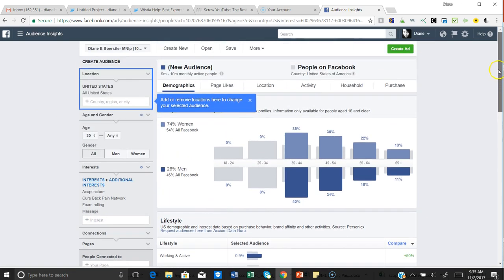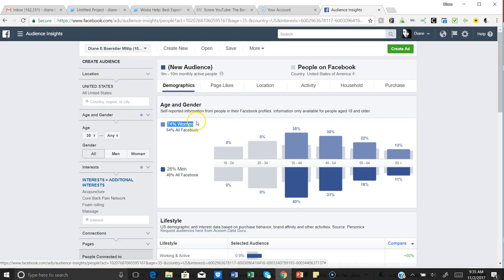Now, I'm going to walk you through this because this is really awesome. Facebook is what we call a very good generalizable slice of the majority of the population. Right now we're showing that 9 to 10 million people are active on Facebook monthly who have interest in acupuncture, curing back pain, foam rolling, and massage. 74% of these are women. So we know that our ideal buyer persona, we should really be speaking to a woman as much as possible.